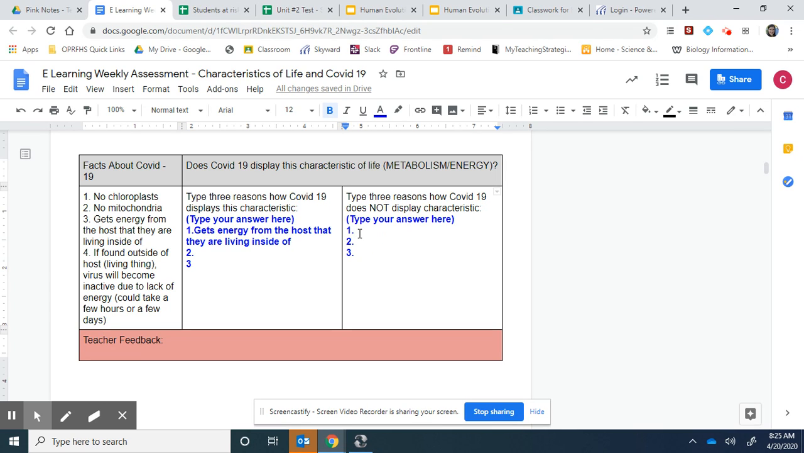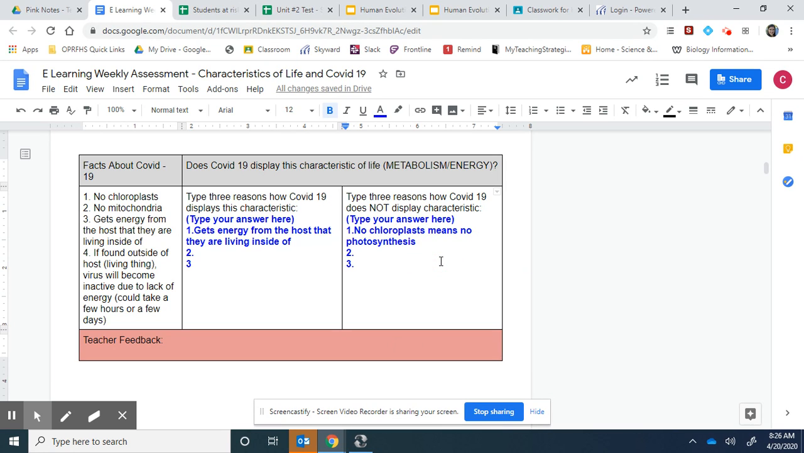Now, a reason why they don't display that characteristic, I could look at some of these other ones. Let's think about this chloroplast. So if I think back, plants have chloroplasts. Chloroplasts are what helps them go through photosynthesis. So if they don't have chloroplasts, they can't go through photosynthesis. So I'm going to type over here, no chloroplasts means no photosynthesis. If you noticed, I spelled chloroplast wrong, so I'm just going to hover over it and spell check myself.